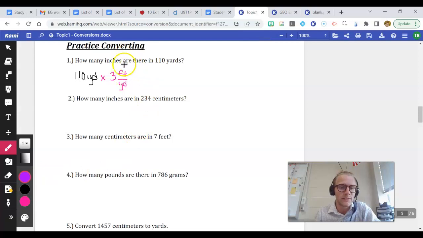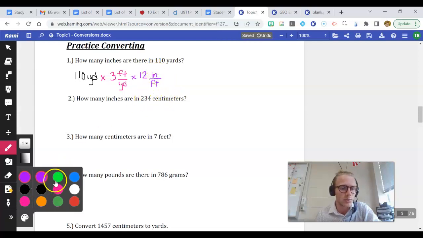Now, we're in feet. We still want to get to inches. So the next unit would in fact be inches. And we know that there are 12 inches per foot. 12 inches per foot.